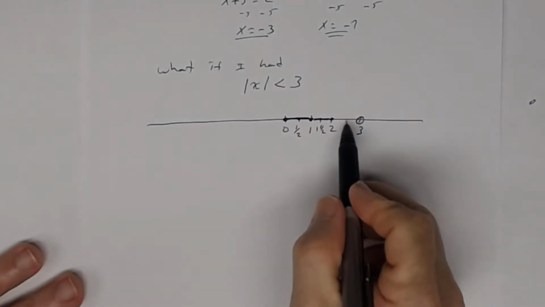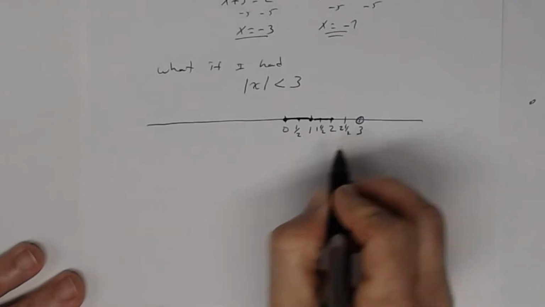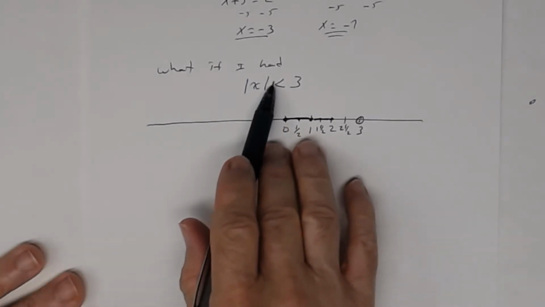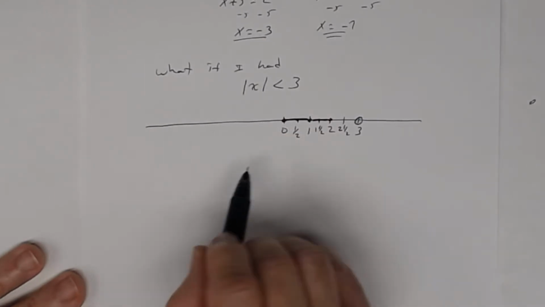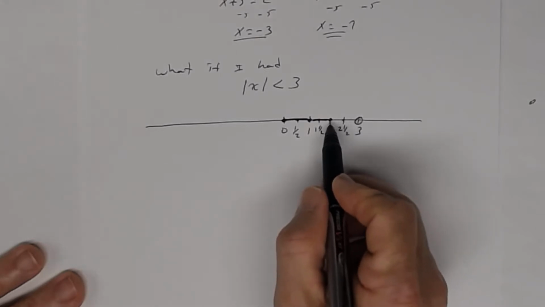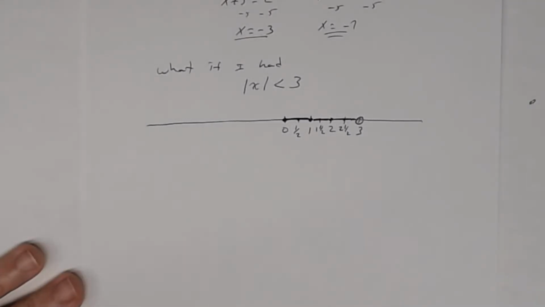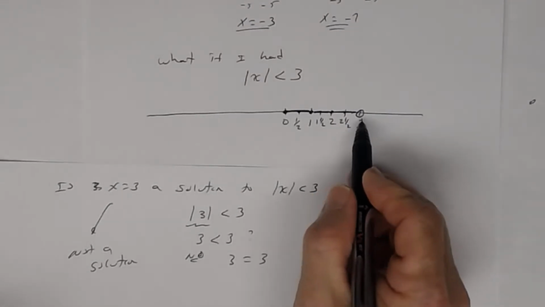But what about a number between those, between 2 and 3? Let's say 2.5. Is 2.5 a solution? Well, what's the absolute value of 2.5? The absolute value of 2.5 is 2.5, and 2.5 is less than 3, so it sure is. In fact, it's any real number up to 3.